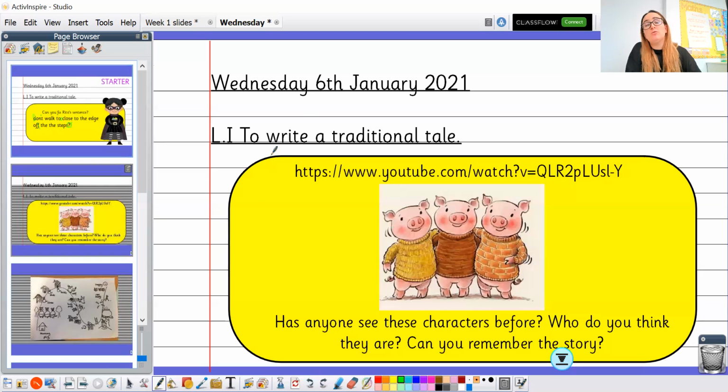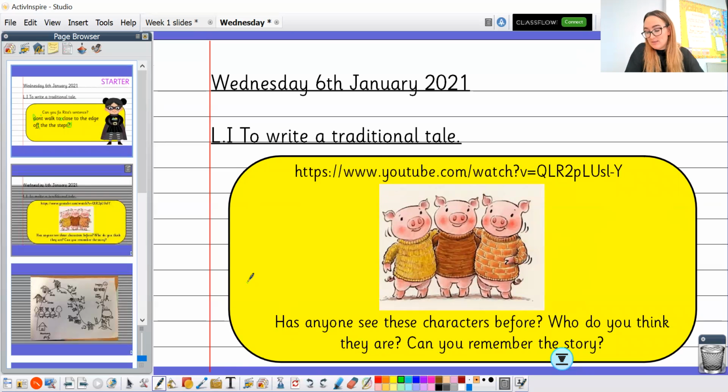Starting us off then, now a traditional tale is generally also known as a fairy tale. I wonder now if you can think of any fairy tales that you might know that you think, oh yeah, that's a traditional tale, I know that one. And I'm going to start off with thinking about these three characters on my screen. Have a little think, have you seen these characters before? Who do you think they are? And I wonder if you can remember the story.